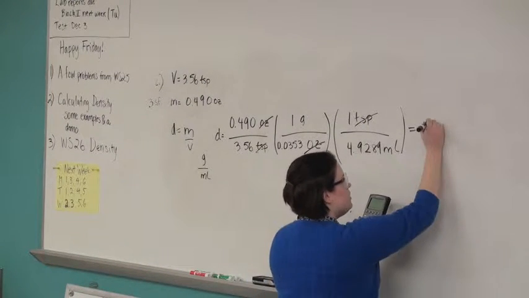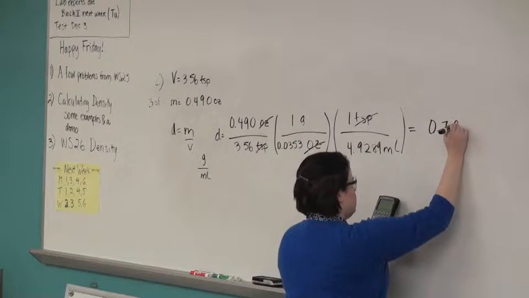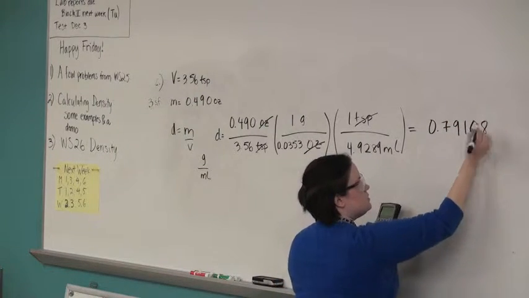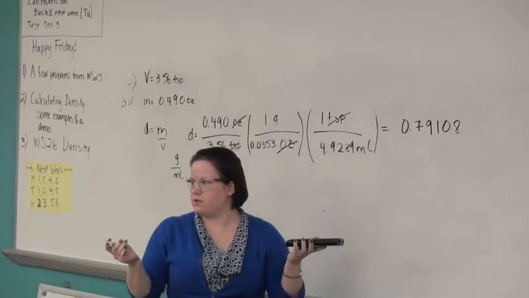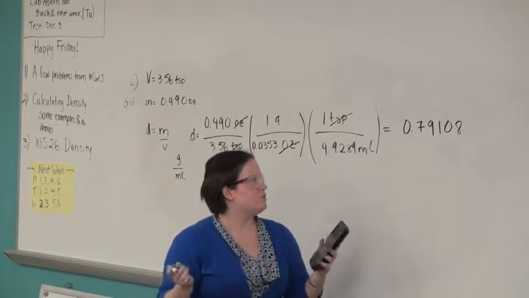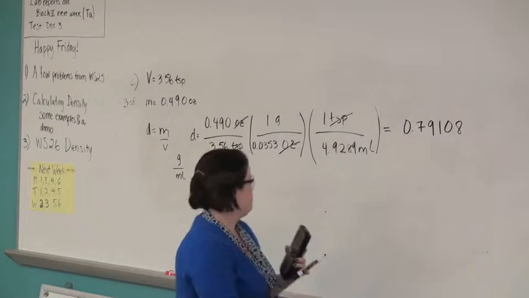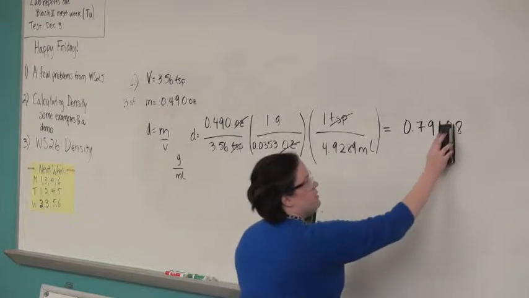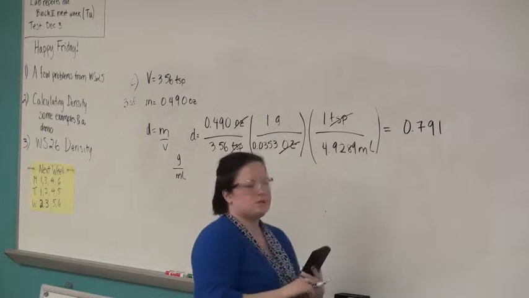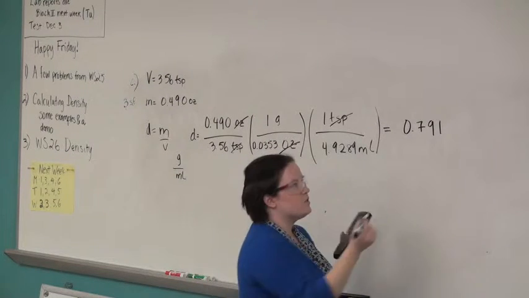So I get 0.79108. Did you guys get that number too? Okay, so what would this number be with 3 significant figures? 0.791. Good, so it's 0.791. And what are the units? Grams per milliliter.